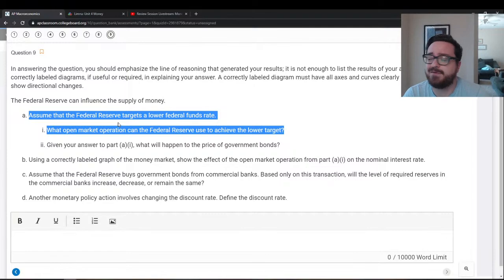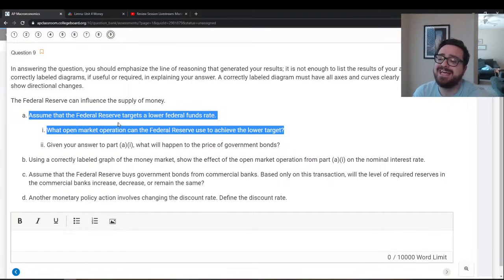Short version is, the Federal Reserve should buy bonds. That's the answer. Explanation is, because if the Federal Reserve buys bonds, then banks in general would end up with more money. So the federal funds rate should be lower because banks won't be able to charge as much to each other for loans if they have more money.